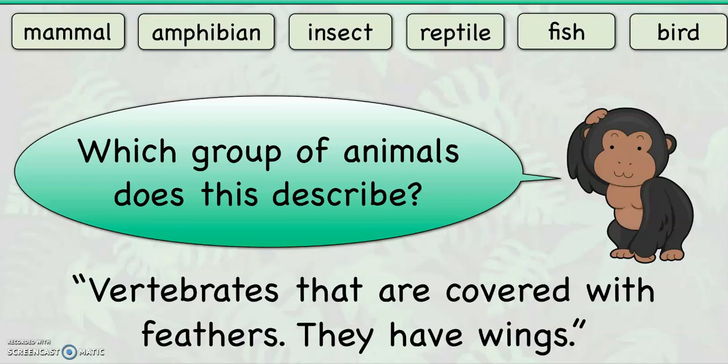For question 3, which group of animals does this describe? A vertebrate that is covered with feathers. They also have wings. So a vertebrate, think about what that word means, that is covered in feathers and also has wings. Is that a mammal, an amphibian, an insect, a reptile, a fish, or a bird? So make your decision and let's see how you get on with that.